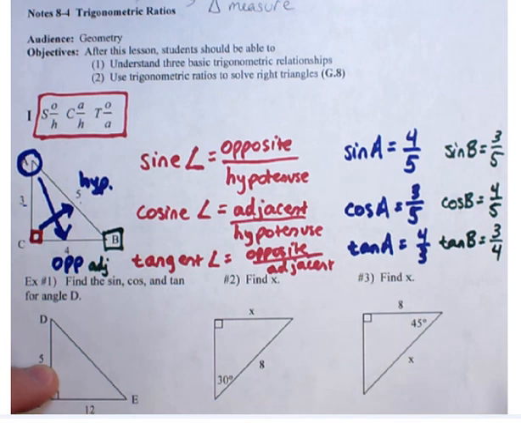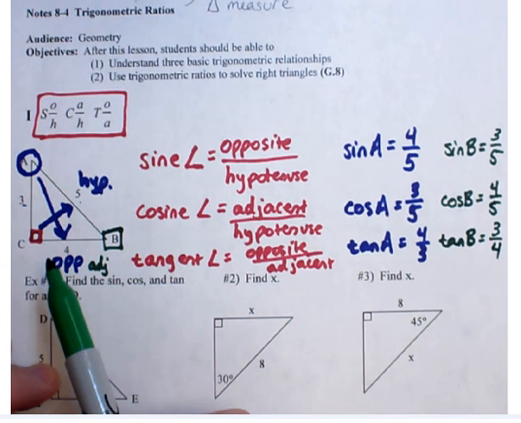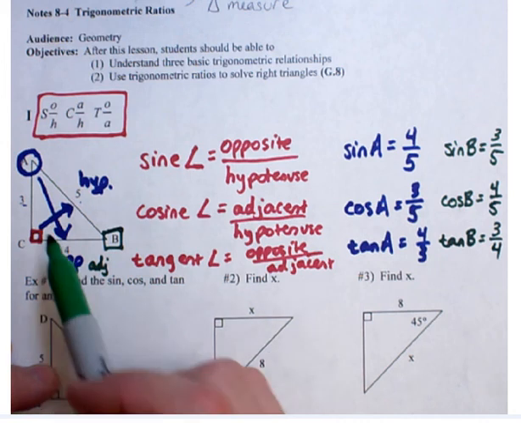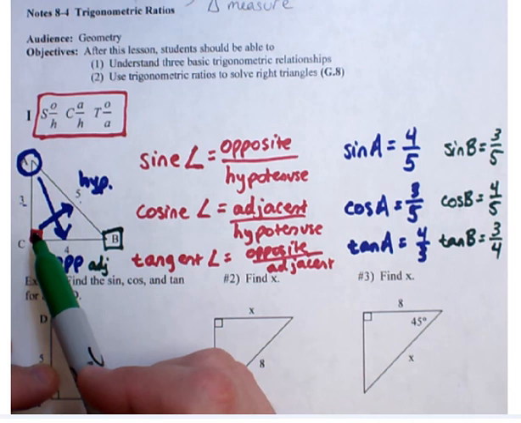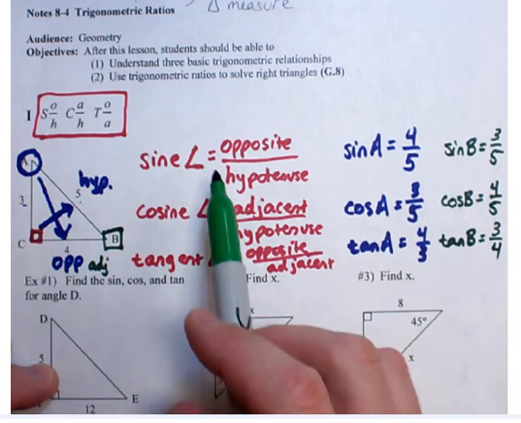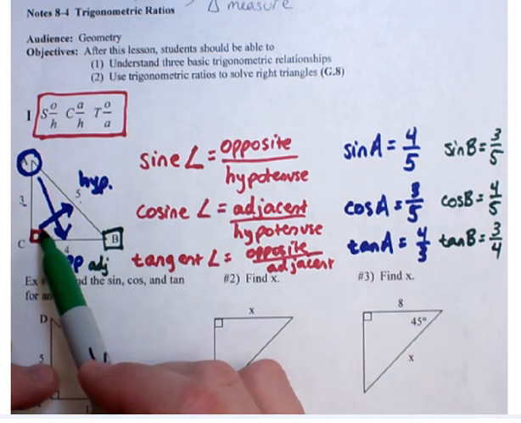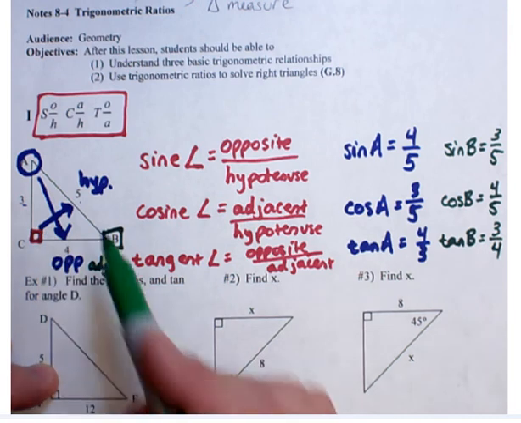Okay, so it depends on which angle you choose. That's very important. We never choose angle C. You don't choose the right angle. SOHCAHTOA is going to fall apart if you try to do the right angle.